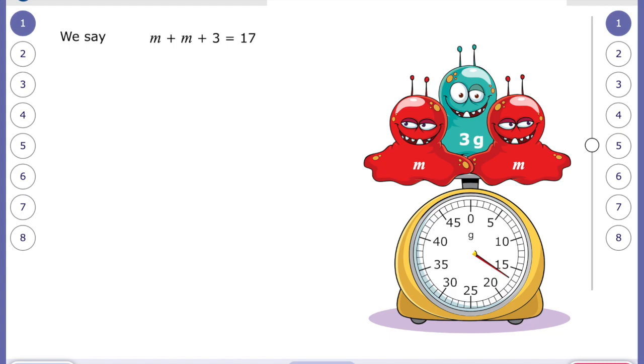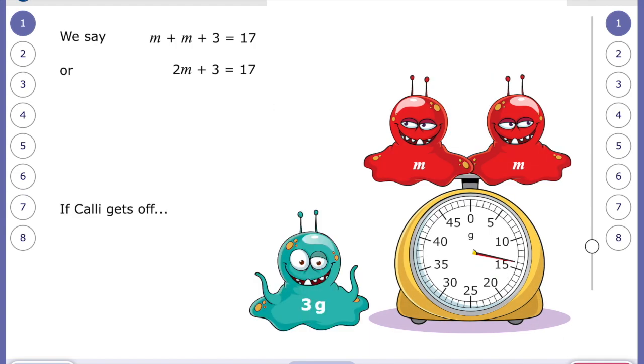Well, we can write this as an equation, and we can say m plus m plus 3 equals 17. We can simplify that equation down to say 2m plus 3 equals 17. So 2 times something plus 3 equals 17. Now if Callie jumps off, we obviously lose 3 grams, and the scale goes down by 3. 17 take away 3 is 14. So the scales go down to 14.